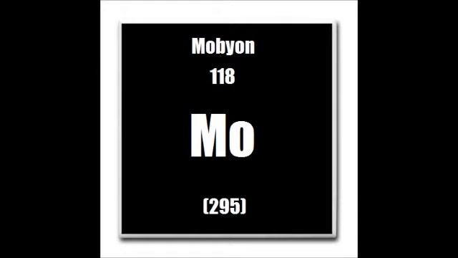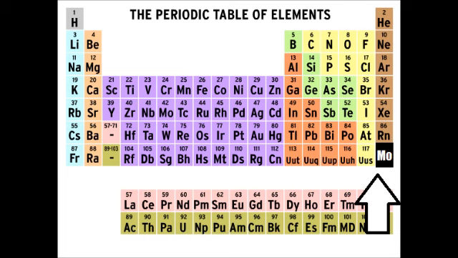It would be a gas, colorless, and odorless. Its properties would be that it's non-reactive with most elements. It would do so because it is stable by itself. This is where Mobion would be placed on the periodic table. As you can see, it would be a part of the inert gas family. It would be very unreactive.